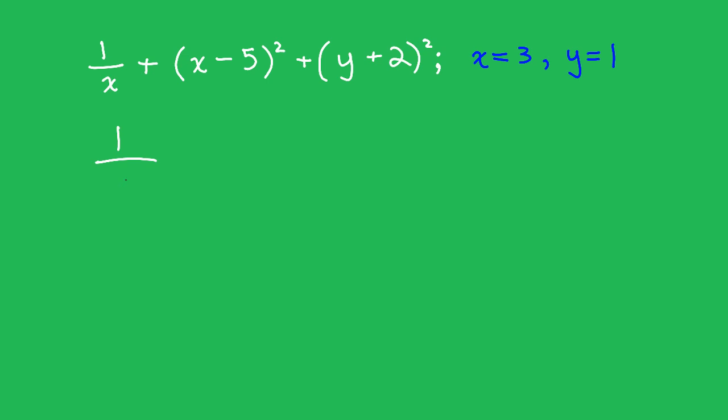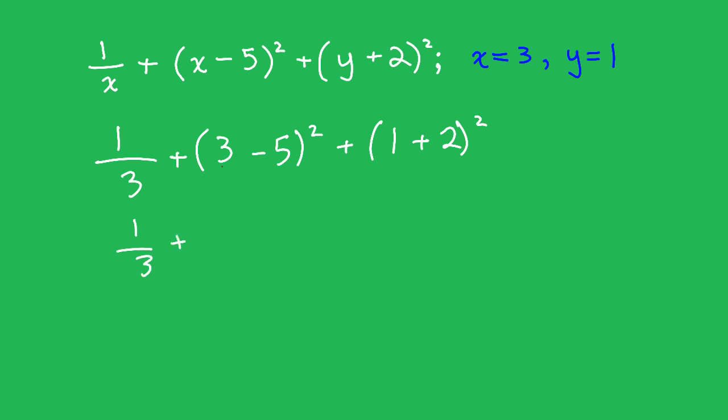So 1 over 3 plus x is again 3 minus 5, squared that, and add that to y is 1 plus 2 squared. Order of operations, we'll take care of parentheses first. 3 minus 5 is negative 2, square that, plus 1 plus 2 is 3 squared. Now we've got exponents. Negative 2 squared, remember a negative squared is a positive because we're taking a negative times itself, so a negative times a negative is a positive. So negative 2 times negative 2 is positive 4, and 3 squared is 3 times 3, or 9.